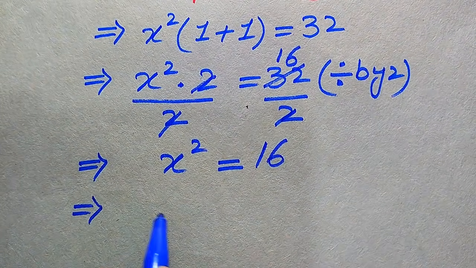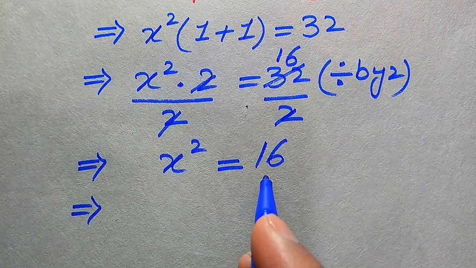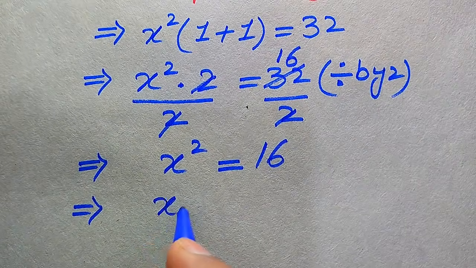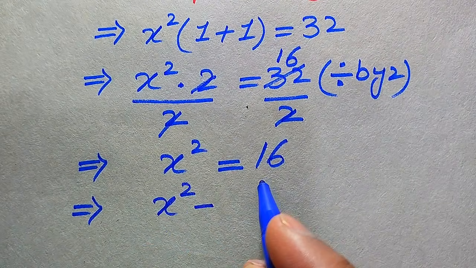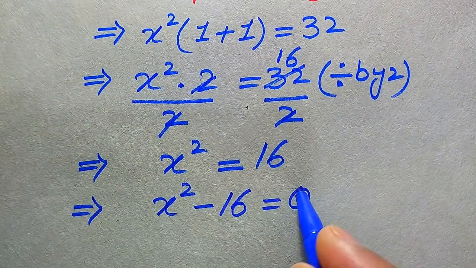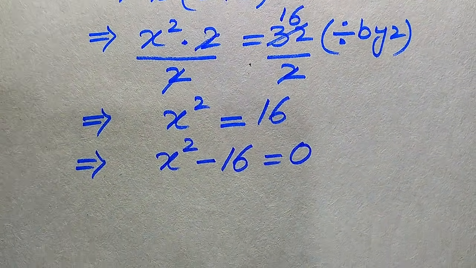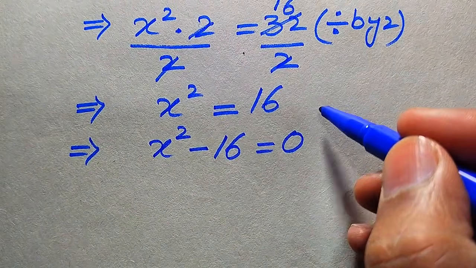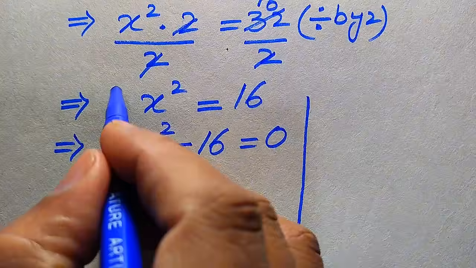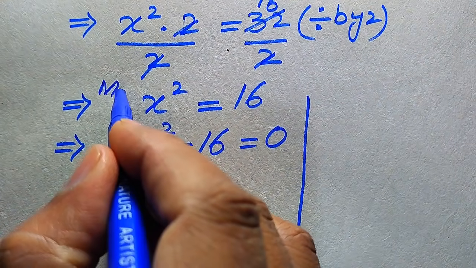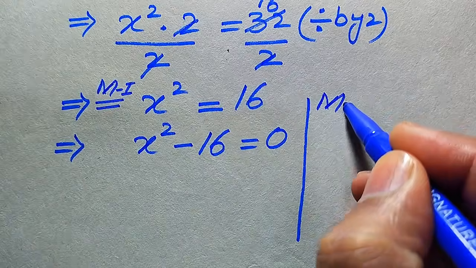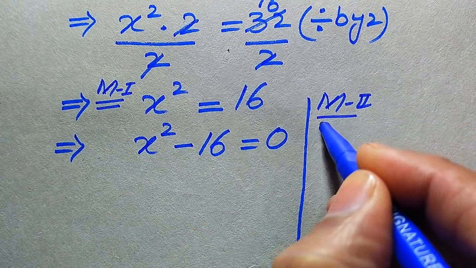And now further in the next step we need to move this 16 from the right hand side to the left hand side, and it will be written as x square, this is a positive term, when we move it into the left hand side it becomes negative, and this whole equation is equal to 0. So further from here we solve this problem in two ways. So here we get our method number one. We explain this for two methods. Okay, so this is our method number two.